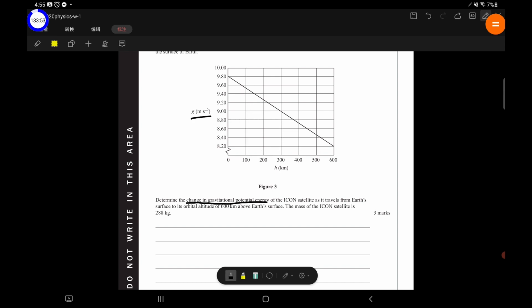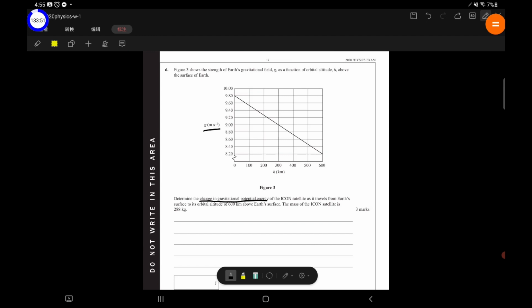This is a gravitational field strength graph. What is another trick we can spot? Well, the units are in kilometers. So those are the 2 things.